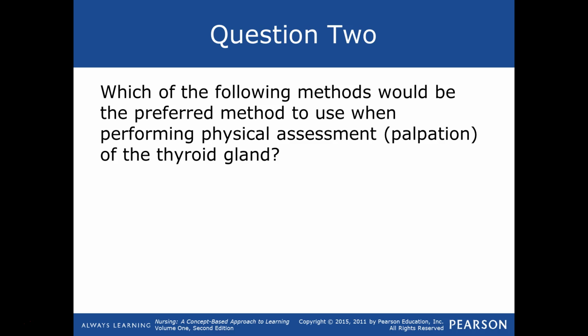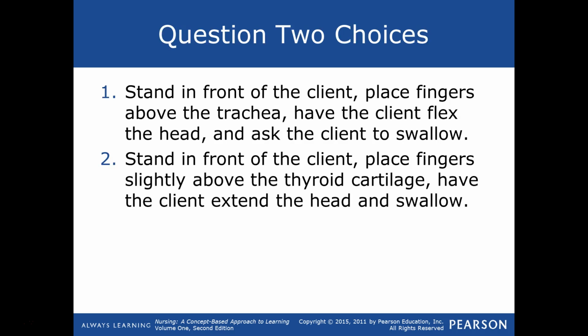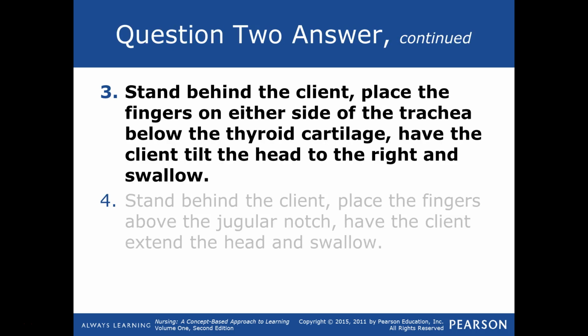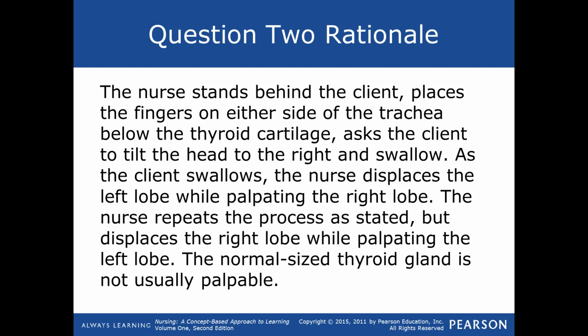Question 2, which of the following methods would be preferred methods to use when performing physical assessment or palpation of the thyroid gland? There's 2 other choices on the next page. And the answer is stand behind the client, place the fingers on either side of the trachea below the thyroid cartilage, and have the patient tilt the head to the right and swallow. A lot of times they might drink water at that time. That helps them to swallow. And they'll see that the bulging of the goiter is visible when they do this assessment. And here's the rationale, because the normal size thyroid gland is not usually palpable, okay?